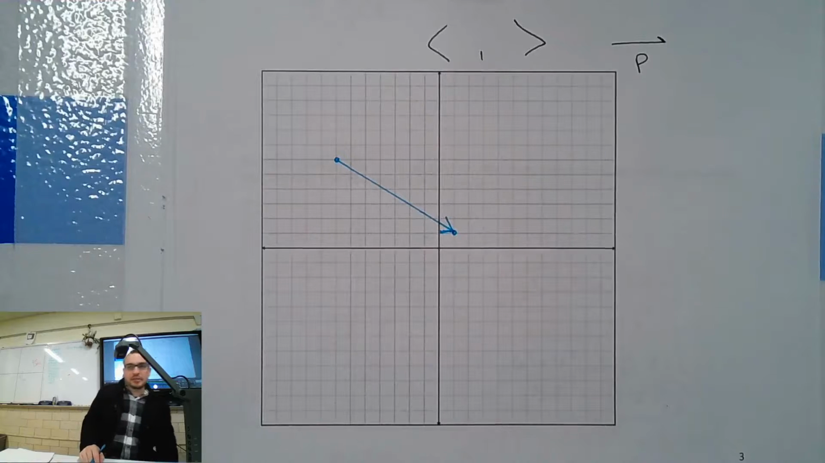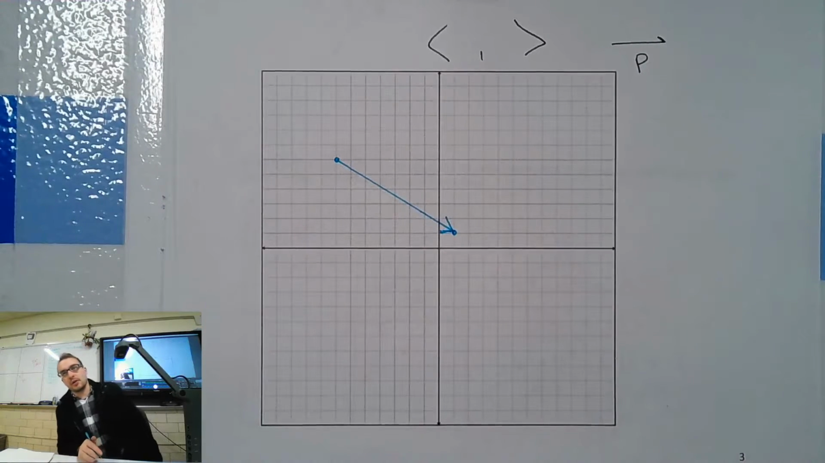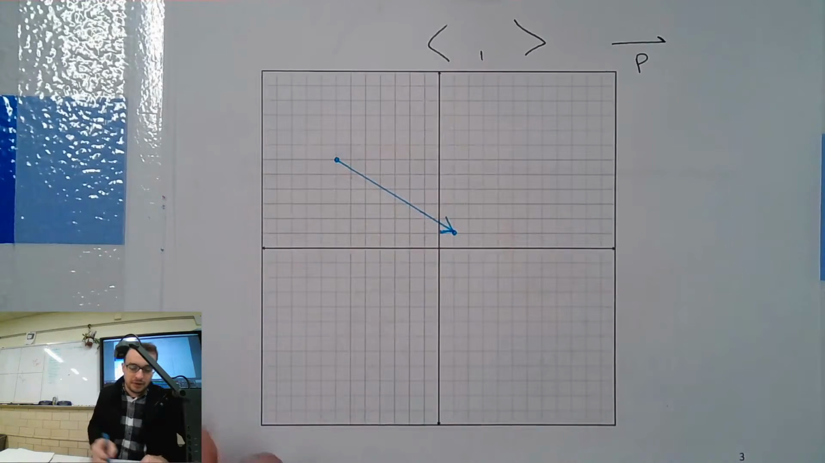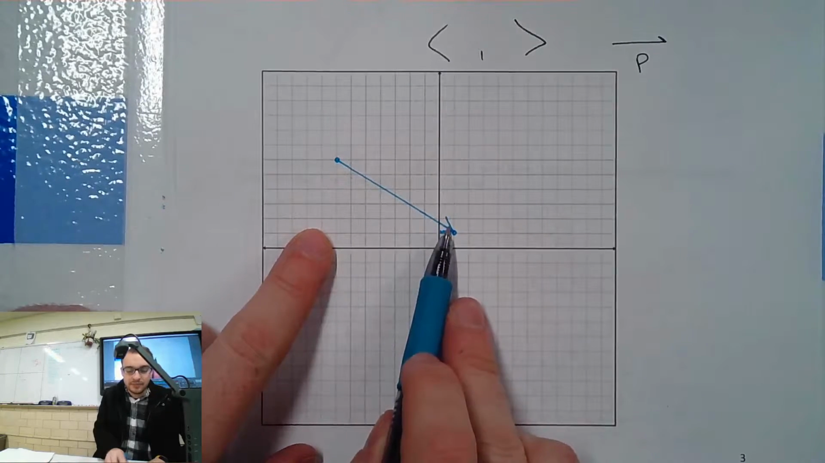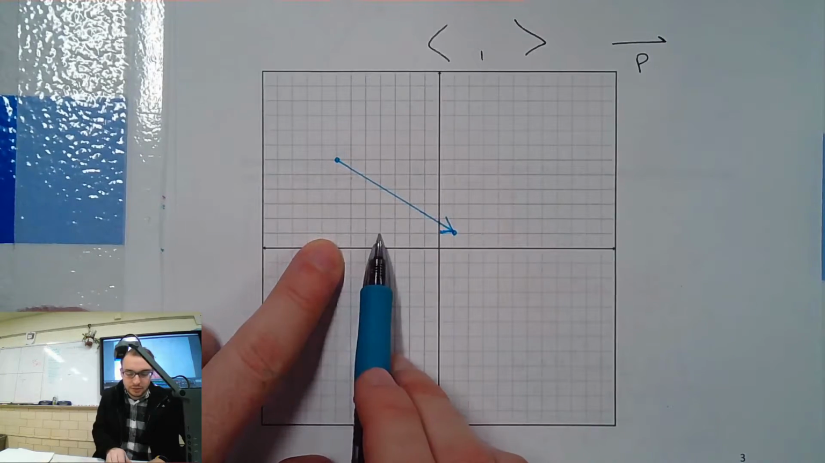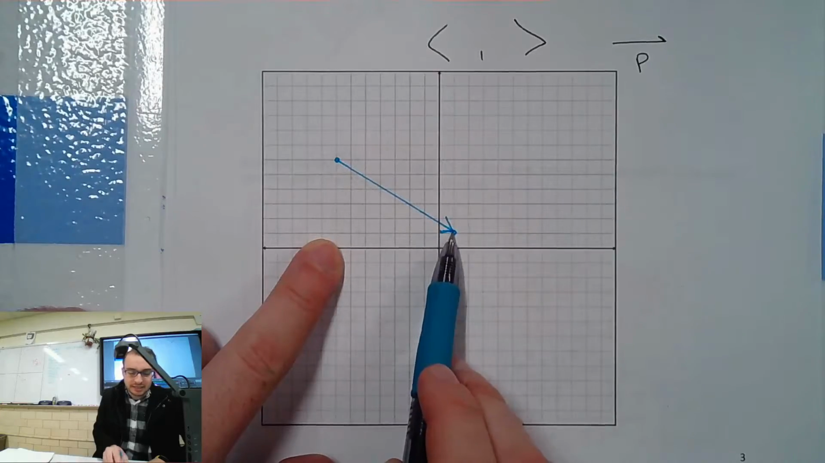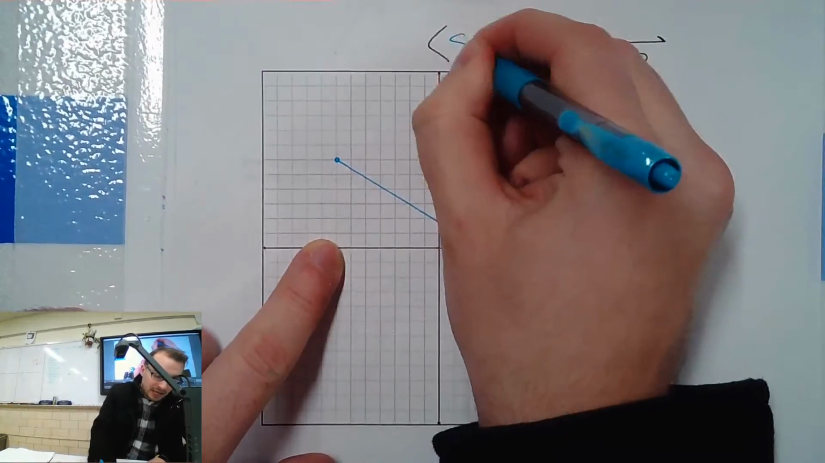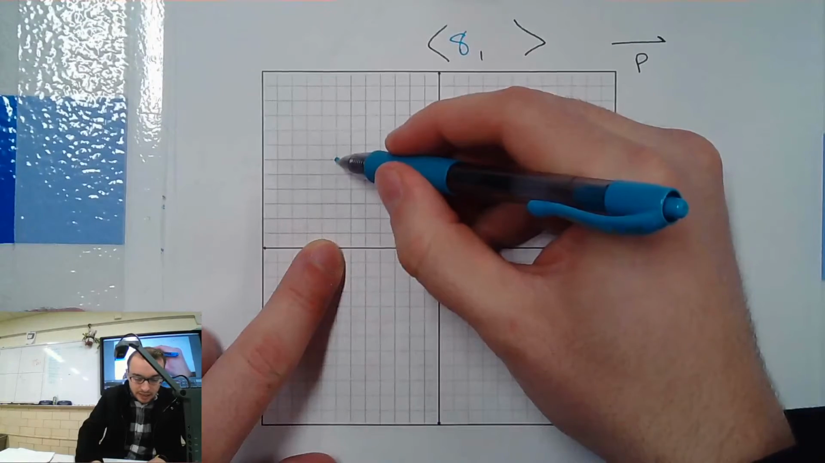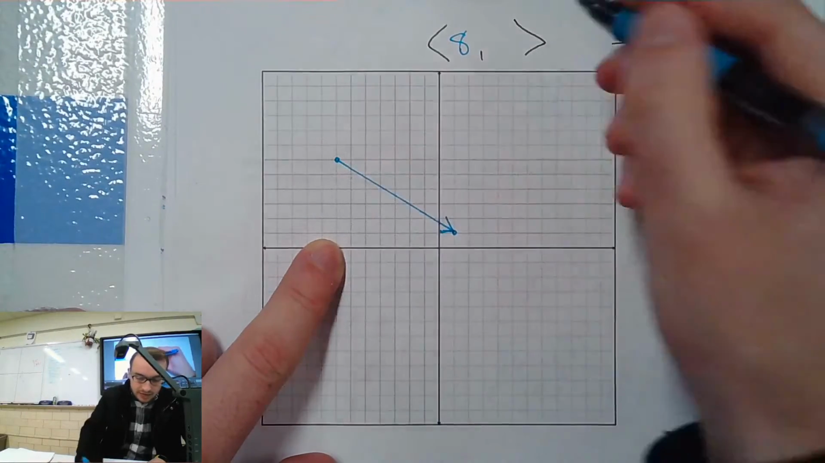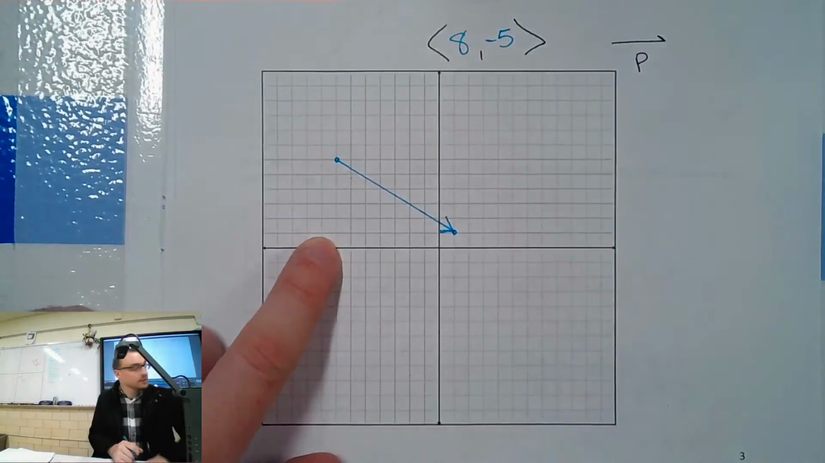All right, here's my vector. I'm calling it vector P. Let's figure out what its components are. Well, horizontal component comes first. So going from here to here, I traveled 1, 2, 3, 4, 5, 6, 7, 8 to the right, so that's positive. And I traveled how much down? 1, 2, 3, 4, 5. So that's minus 5.